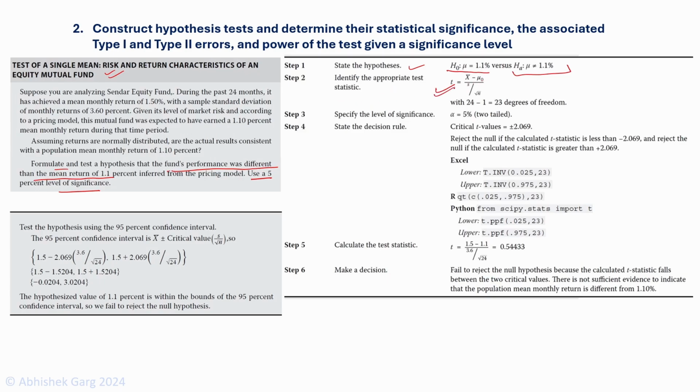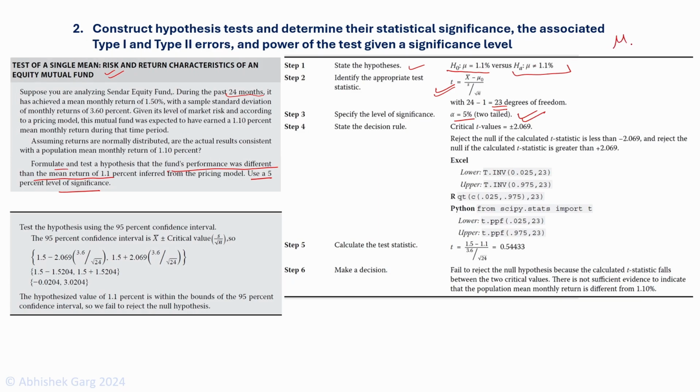We'll use the t-stat. The value is calculated as x bar minus mu naught divided by s divided by square root of n. And the number of degrees of freedom in this case is 23, because we have got 24 months of data. So 23 is your degrees of freedom. The level of significance is 5% and it is a two-tailed test. That means we are concerned with equality here.